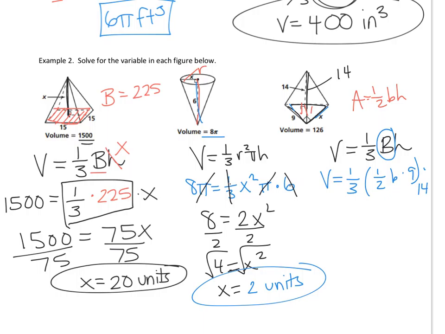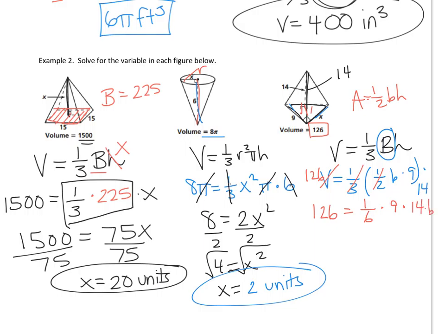So when I clean this up, I'm going to get this right here. Oh, and I know the volume is 126. Oops, so this is 126. Okay, so I'm going to clean this up. So 1/3 times 1/2 is 1/6 times 9 times 14 times b.